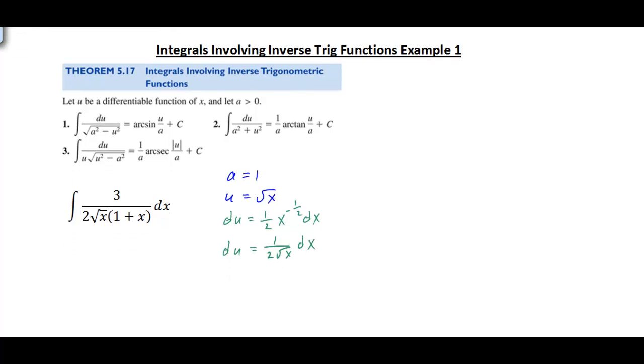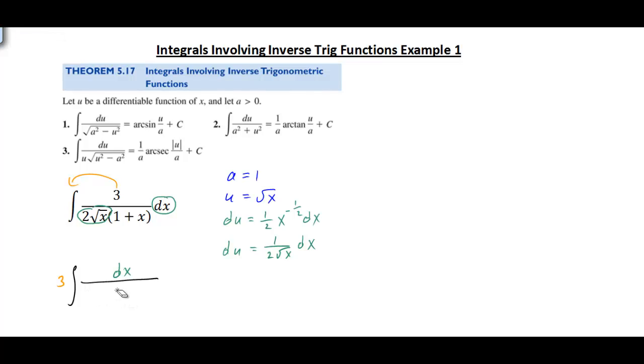Now, if we do that, do we have our du? Well, here we have 2 square root of x dx. So all of that is our du. And it doesn't look like we need the 3, so we could certainly move the 3 out front. So we'd have 3 times the integral of dx over 2 square root of x.